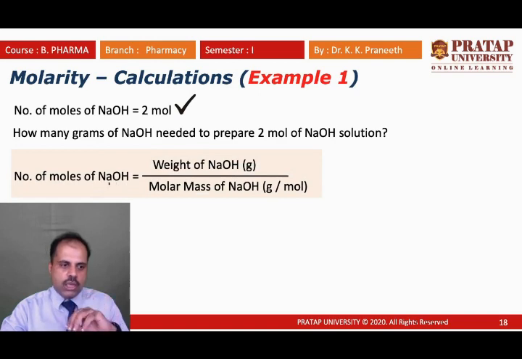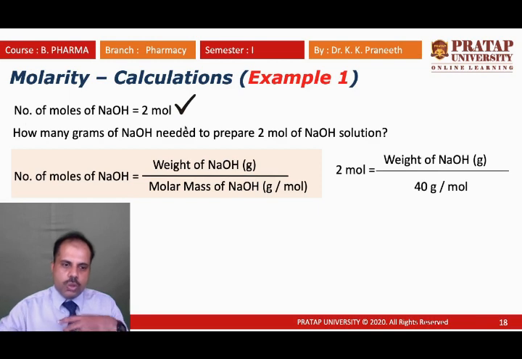So number of moles equals the weight of sodium hydroxide in gram divided by the molar mass of sodium hydroxide. Molar mass we already know. The molar mass of sodium hydroxide, if you check through the internet, is 40, right? 40 gram per mole, that is the molar mass. We just calculated the number of moles of sodium hydroxide, right? In the previous slide, we calculated that it is 2 mole. So we just input this value, 2 mole.